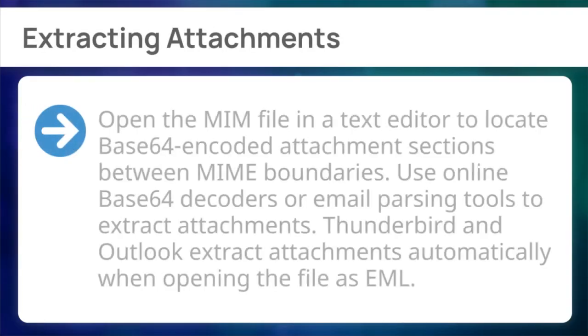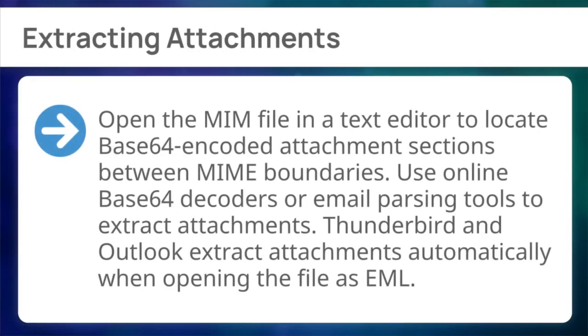Next, extracting attachments. Open the MIM file in a text editor to locate base64 encoded attachment sections between MIME boundaries. Use online base64 decoders or email parsing tools to extract attachments. Thunderbird and Outlook extract attachments automatically when opening the file as EML.